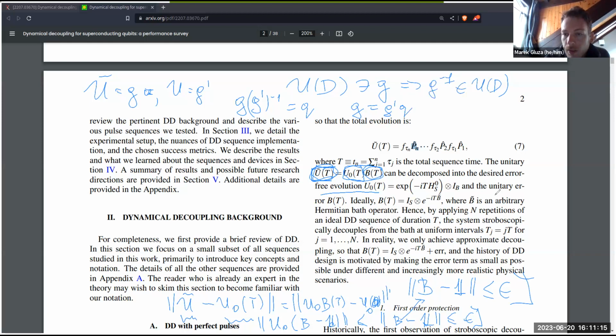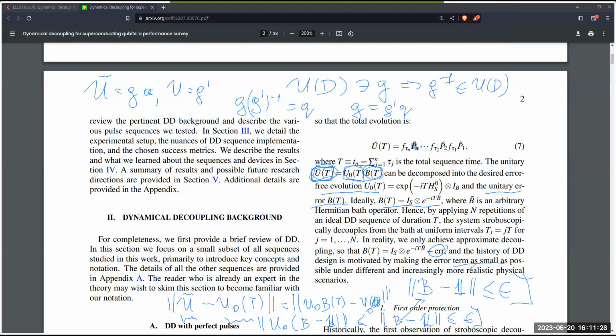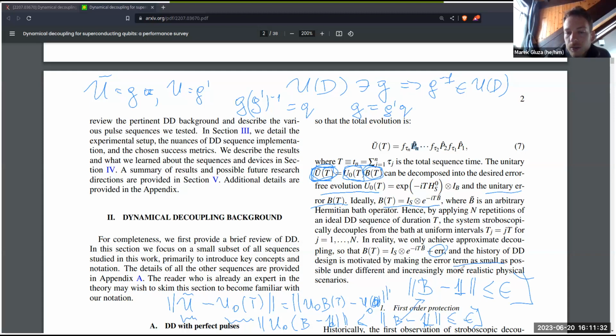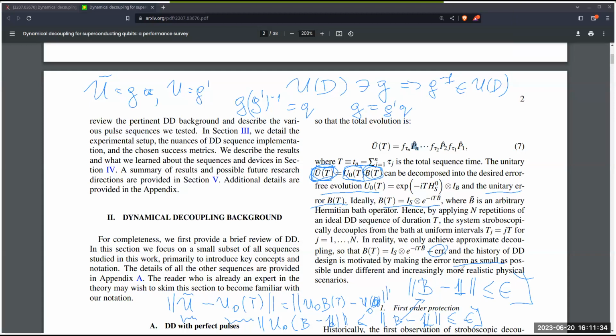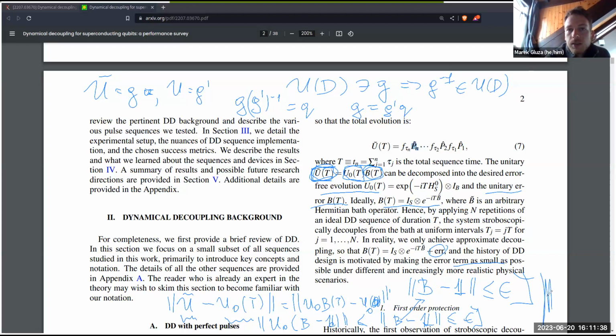The B is the unitary error B(t). Ideally, B(t) is acting only on the bath. Then it's not a big problem, but sometimes there will be an error. As small as possible, this B part could also be acting on the system. Could be. But here I just did a bit of matrix analysis, yeah?